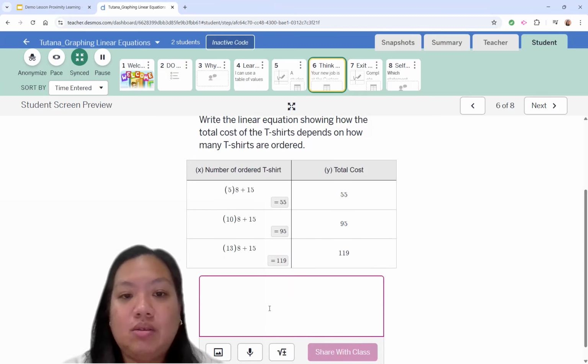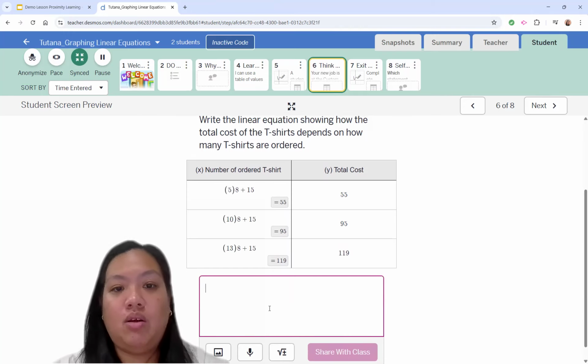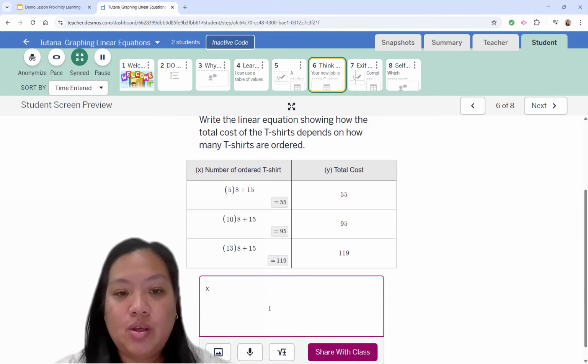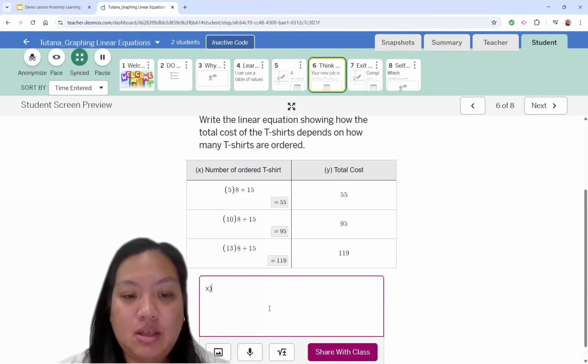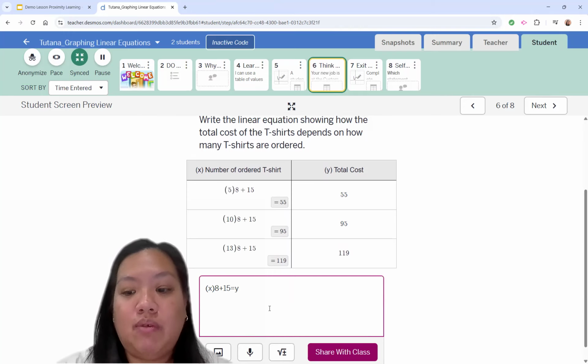So your x is your number of ordered t-shirts. So you just multiply that by 8. Okay? And then add 15. And then that would be equal to your y, the total cost. So if you will simplify that equation, you can write that as your y, which is the total cost, would be equal to 8x plus 15. Okay.